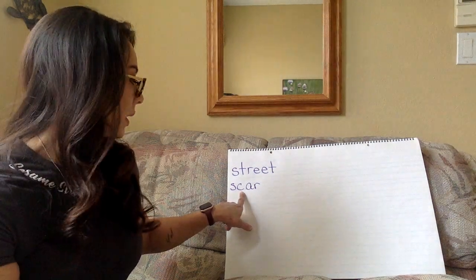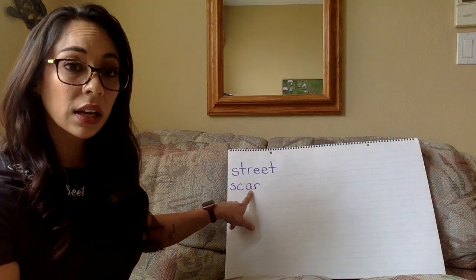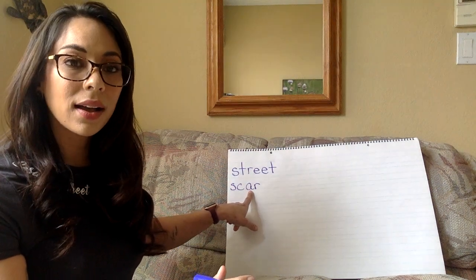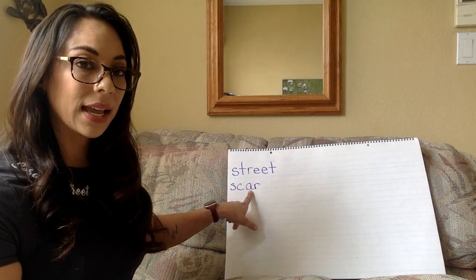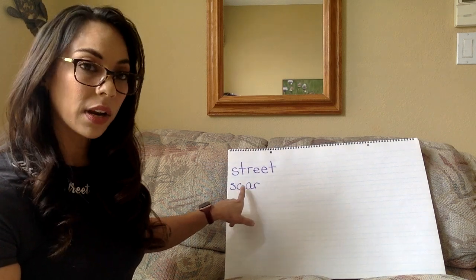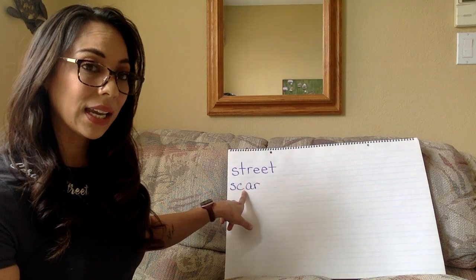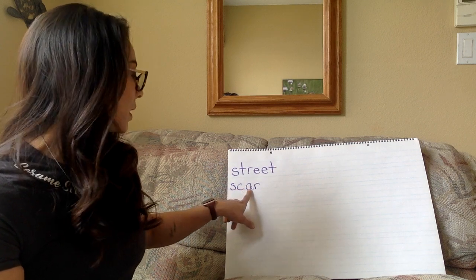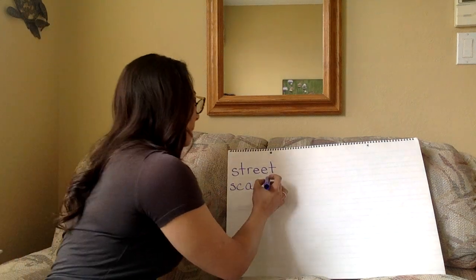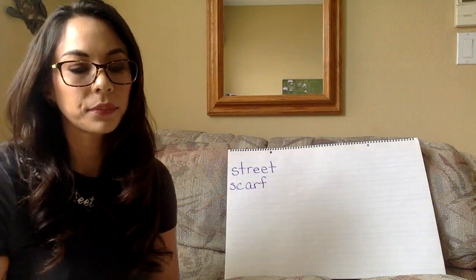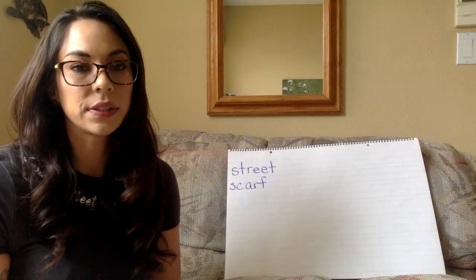Remember that rule? If the next sound after the sk is a, or an u, or an o, then you use C. But if it's an I or an E, you use K, right? Sk, R, F. Okay. Next word below the word scarf.